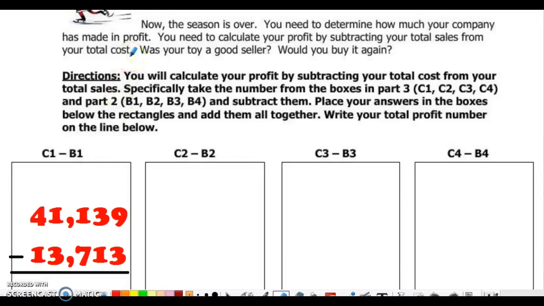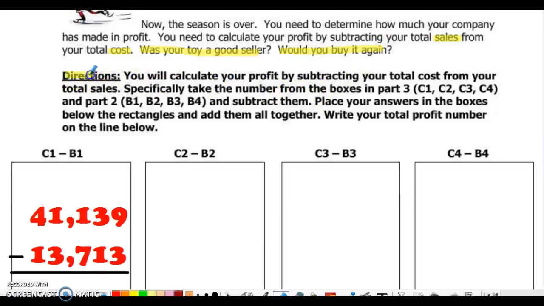Now that the season is over, you need to determine how much your company made as a profit. You'll need to calculate the profit by subtracting your total cost from your total sales. Recognize that your sales was what one of your partners completed while multiplying, and your cost was what the other partner completed when they multiplied. You'll be able to take these two, subtract, and determine the answer to these two questions. Was your holiday toy a good seller? And would you buy it again next year to sell for next season?